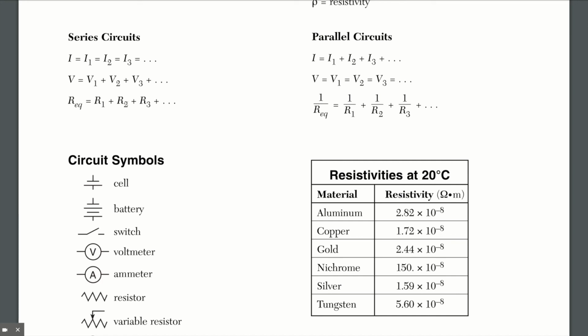And it works the same way for total resistance or equivalent resistance of the circuit. You're going to add the resistance of each of your light bulbs or each of your resistors together.